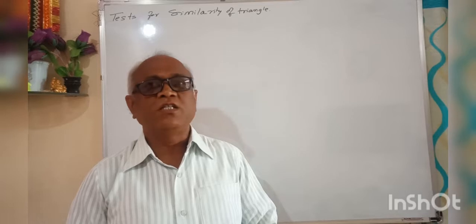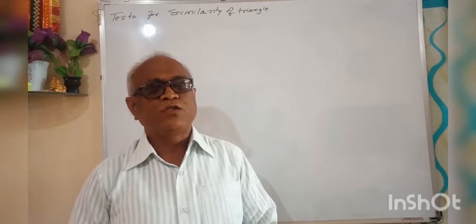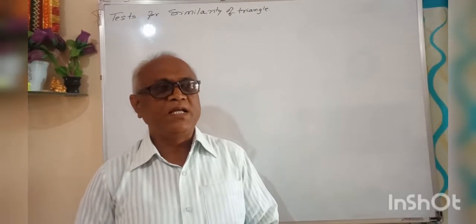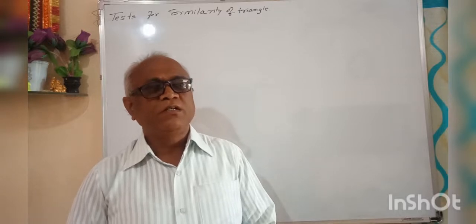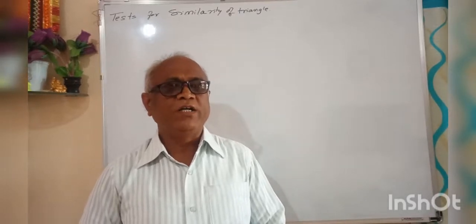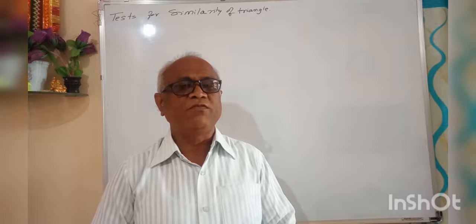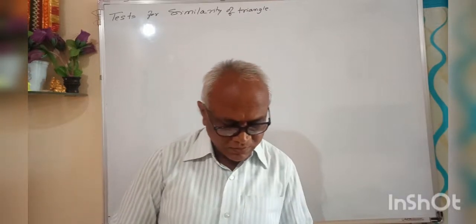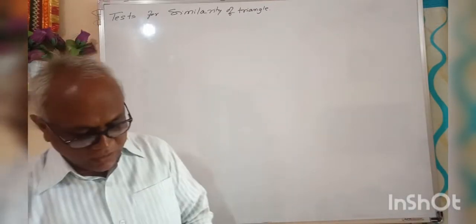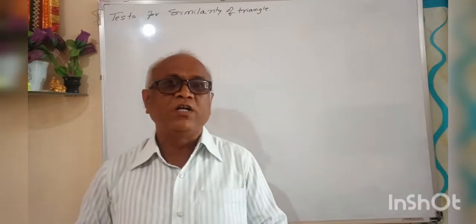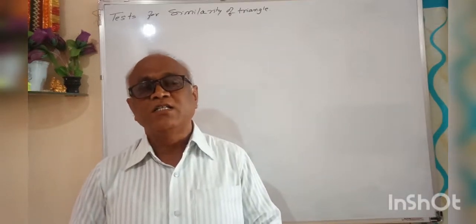Today we are going to see the standard 10th Maths 2 chapter number 1, Similarity. From this chapter we are going to see the topic, tests for the similarity of triangles. Now here the necessary conditions are required to determine that two triangles are similar.